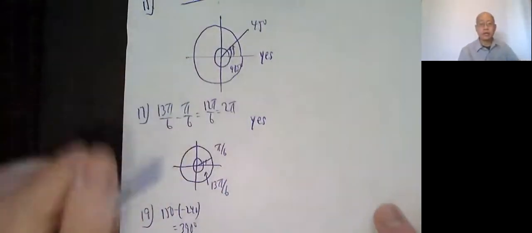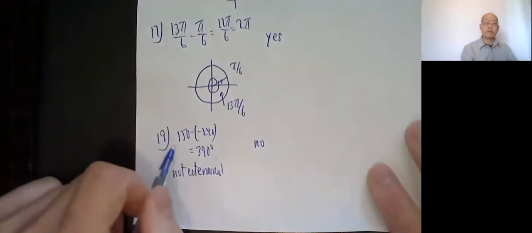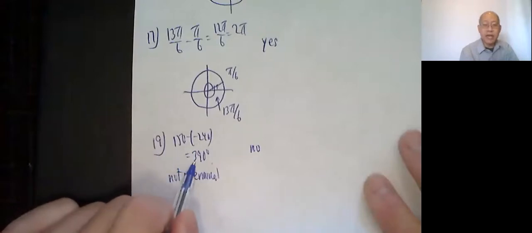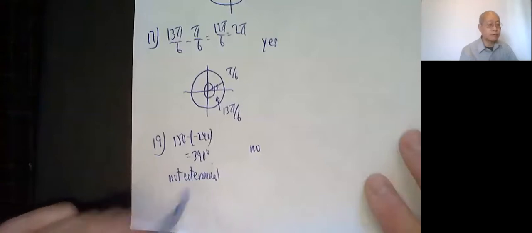They do coincide. Okay. 19, however, is a no. The two numbers were 150 and a negative 240. If you subtract, you get 390. That's not 360, so they're not going to be coterminal. They do not coincide. Okay, so I wanted to give you that back.